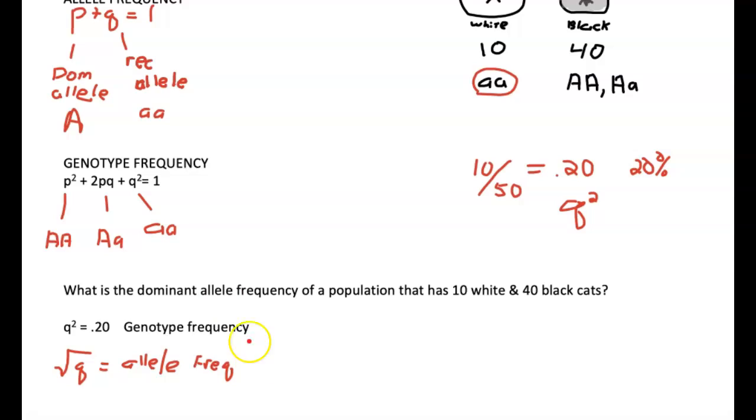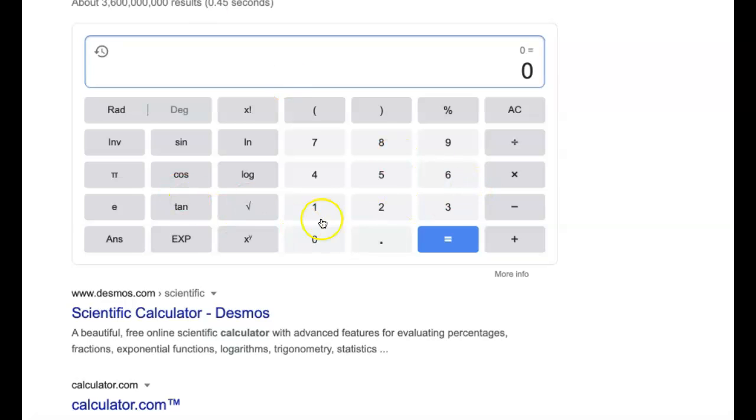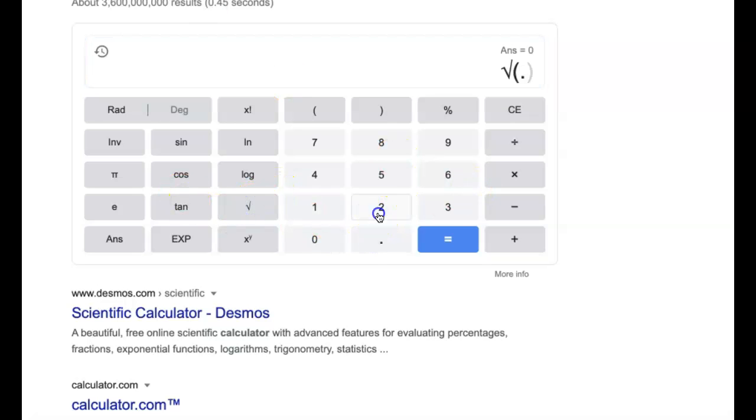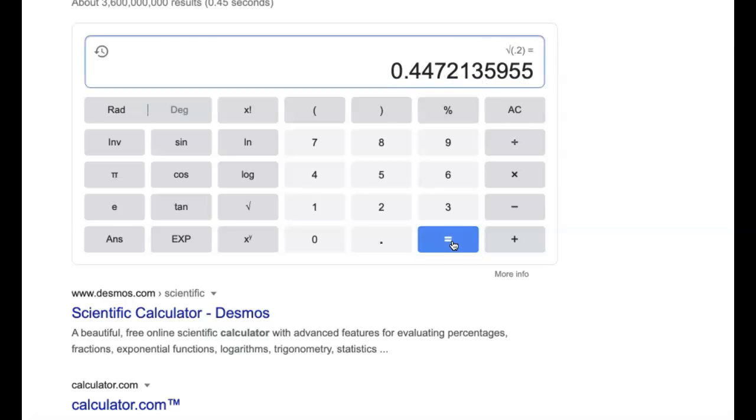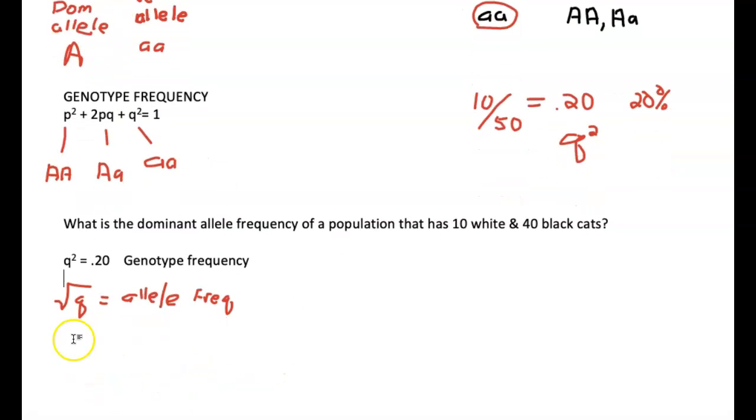Okay, so this is where you pull out your graphing calculators or your fancy calculators, or simply a calculator with a square root function. And I go square root of 0.2, keep it simple, two significant figures, 0.45. So the allele frequency, the square root of 0.2, equals 0.45.